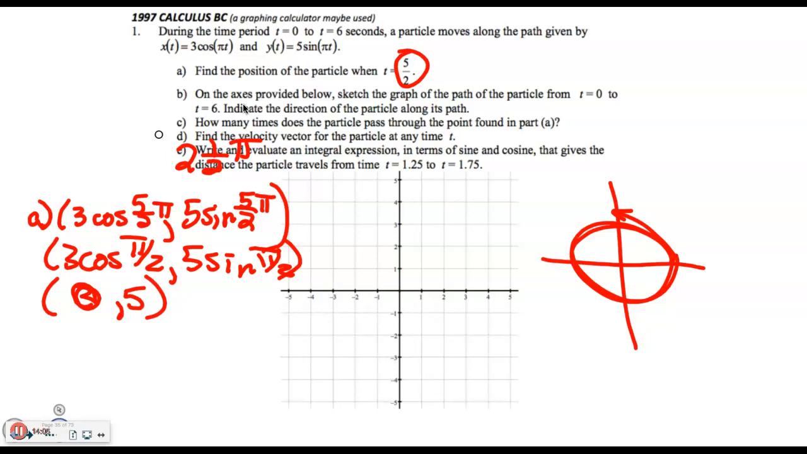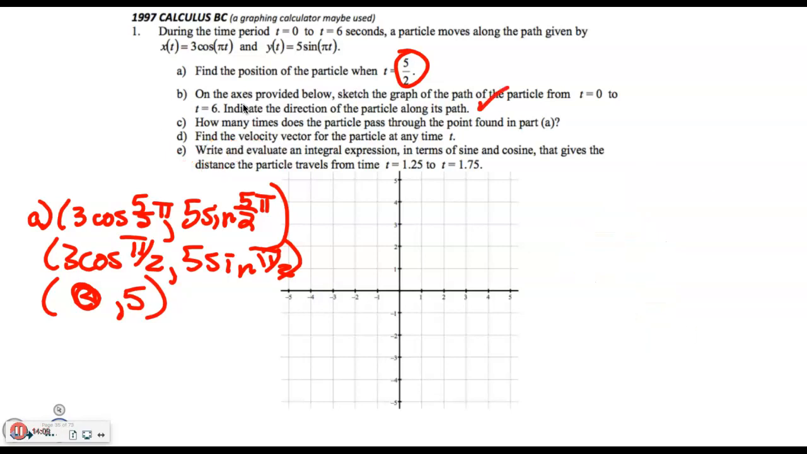They gave me position. They ask about position. It says on the axis provided, sketch a graph. It does say this was calculator active, right? But in 1997 they didn't have these kind of calculators. So we're going to change the problem a little bit. I want you to know how to do it both ways.